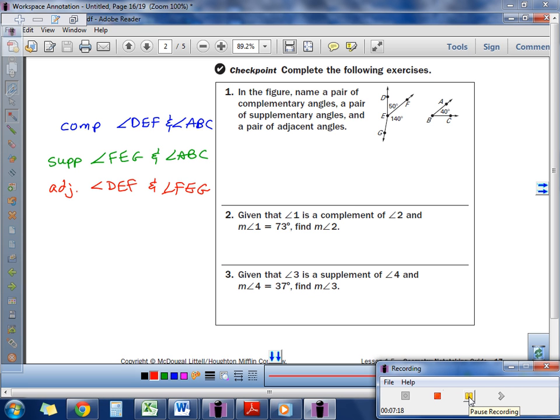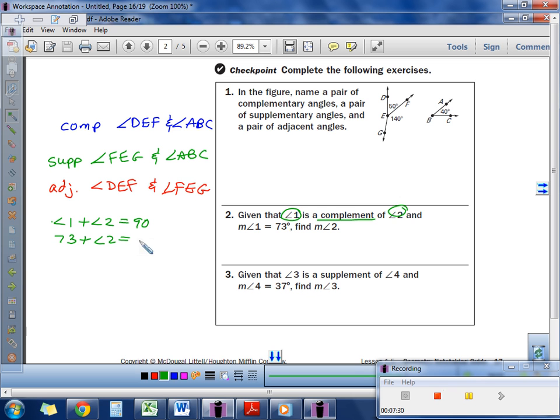Number 2 says, given that angle 1 is a complement of 2, and angle 1 is 73 degrees, find the measure of angle 2. We just did this kind of problem in the examples. So, the key thing, complement means what? Adds to 90. So we're going to say angle 1 and angle 2 add up to 90 degrees. That's what I'm going to write over here to the side. Angle 1 plus angle 2 should add up to 90. And I'm going to substitute what value? The 73 goes in for angle 1. Subtract the 73 and we get 17. Good.